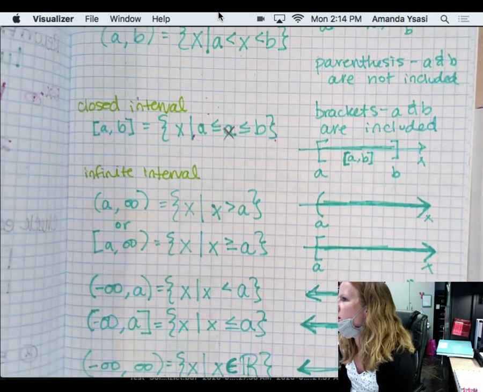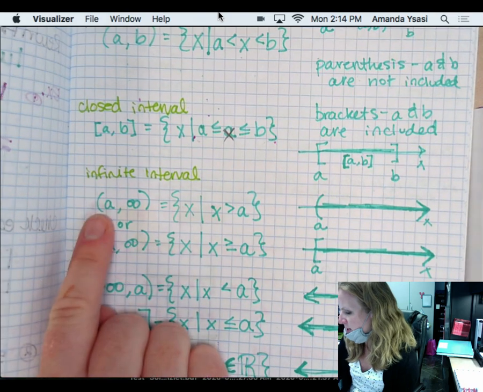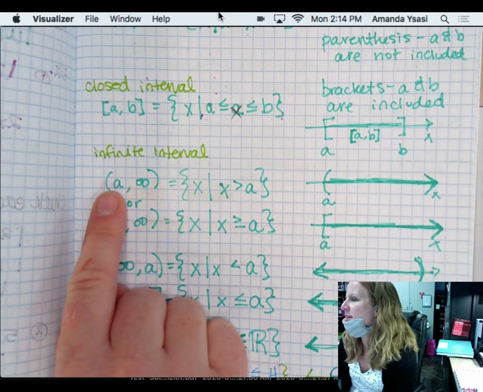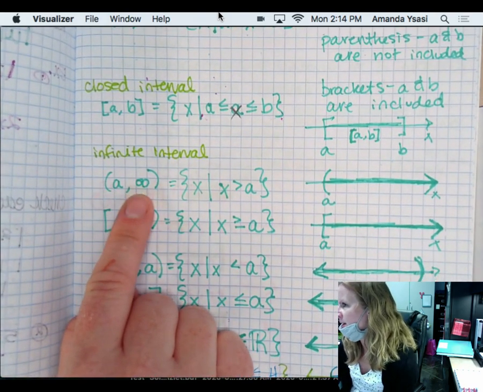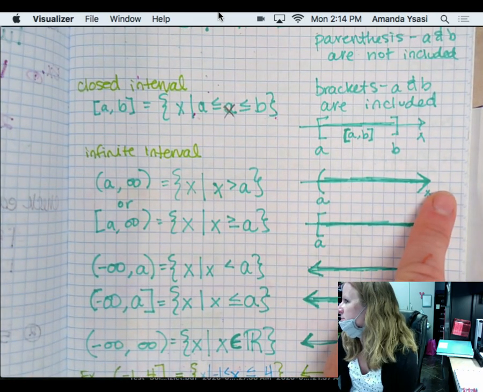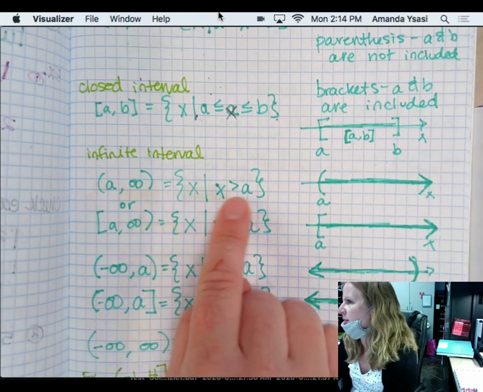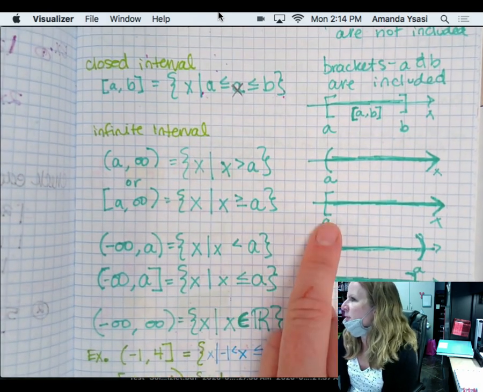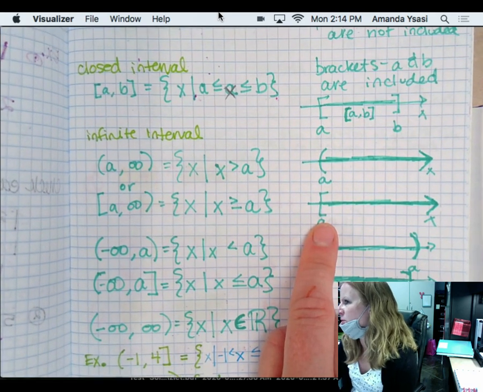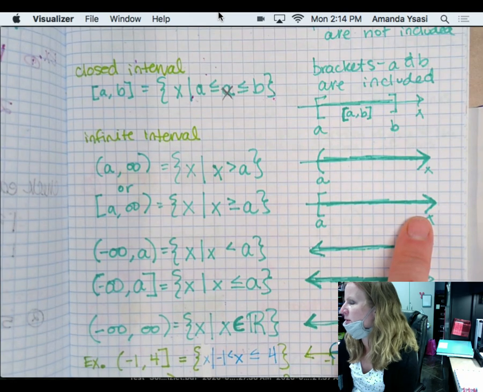Infinite intervals are where it goes on and on forever in one direction or the other. So if it's A to infinity, that means it starts at A and goes on and on to infinity. So X such that X is greater than A. But if we have a bracket or a closed circle, X would be greater than or equal to A. So it goes on and on forever in the positive direction.